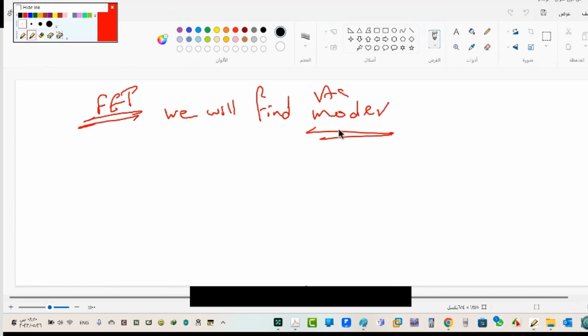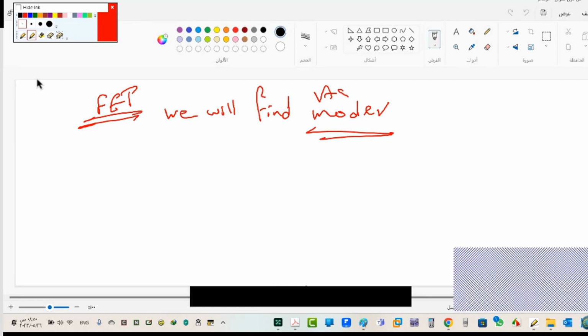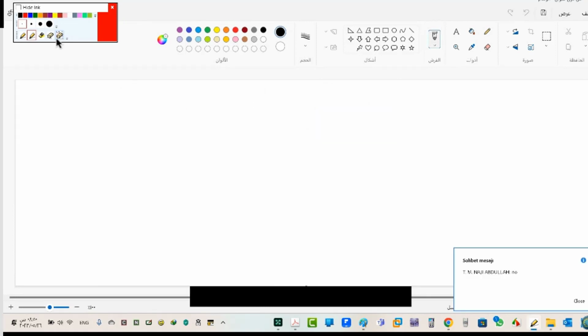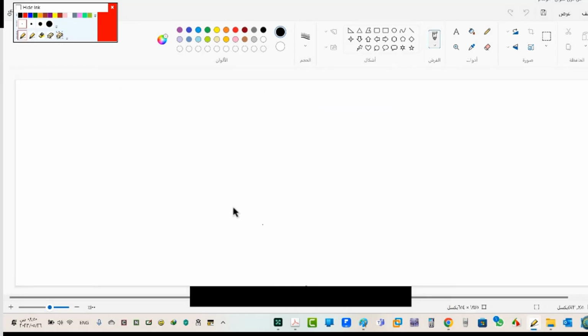Is it clear until now? Any question for this? This is our topic today. So what is the AC model? This is our job today. Any question for this? No. Good. So let's return back to our book.